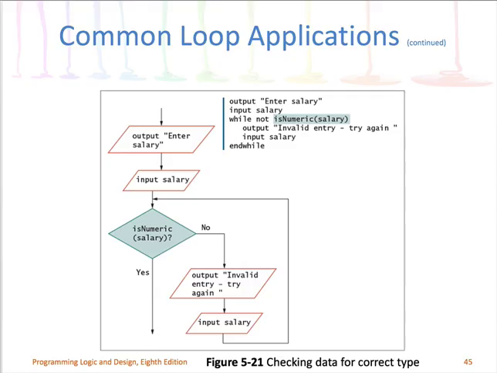So here you're asking for a salary. If they input something that is not numeric, then you can tell them that's invalid, try again. And loop through until they actually give you a numeric salary. At that point, you can consider the salary at least somewhat validated and continue on down with the rest of your program.